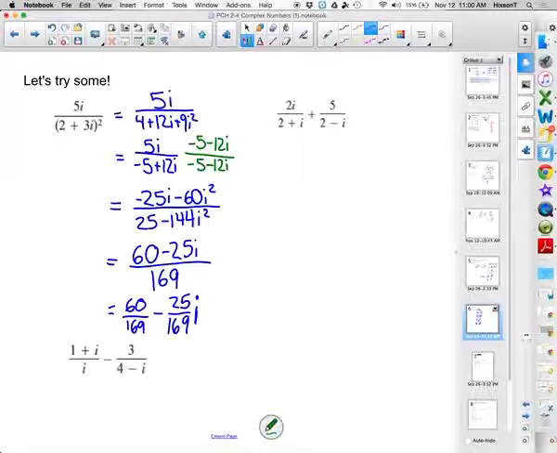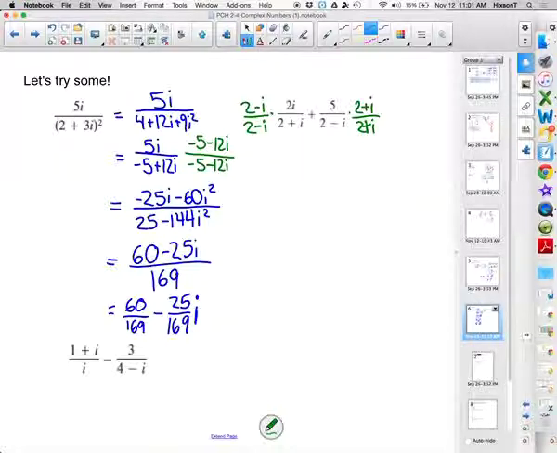What do we have to do with this one? 2i over 2 plus i, plus 5 over 2 minus i? If you do two separate ones, the 5 over 2 minus i, you'd have to multiply that by 2 plus i over 2 plus i. And then you have to multiply the other one by 2 minus i over 2 minus i. There we go, 2 minus i over 2 minus i.